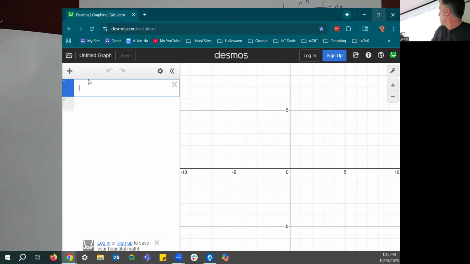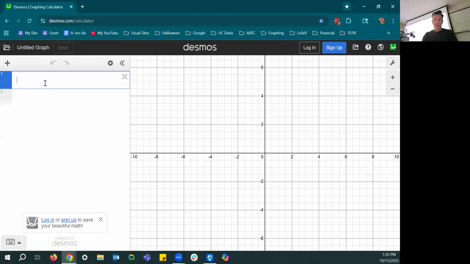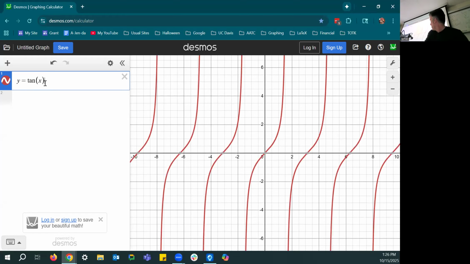Okay, so I'm going to graph tangent for you first. And as you might remember, tangent's kind of terrible. There's a lot of it. And you can't really invert that function because it's not a one-to-one function, right? It's got the same y value for many, many different x values. So what do we do? We restrict that function.